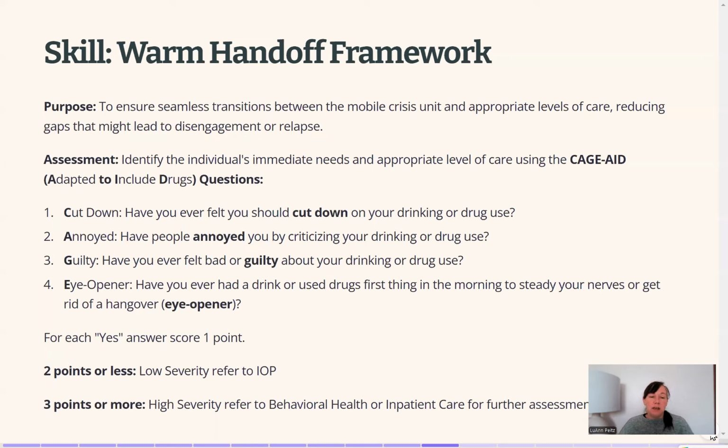Annoyed, the A: Have people annoyed you by criticizing your drinking or drug use? Guilty, which is the G: Have you ever felt bad or guilty about your drinking or drug use? And then the eye-opener is the E: Have you ever had a drink or used drugs first thing in the morning to steady your nerves or get rid of a hangover? For each yes answer, it's 1 point. So 2 points or less, low severity, refer to IOP. 3 points or more, high severity, refer to behavioral health or inpatient care for further assessment.